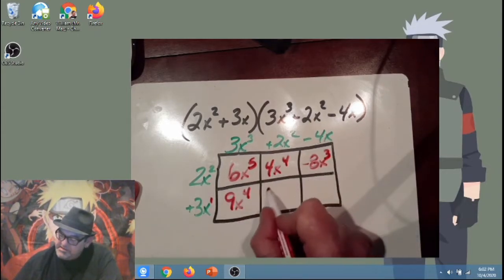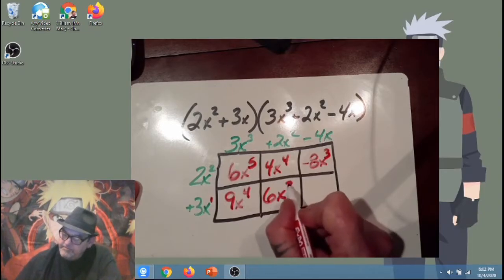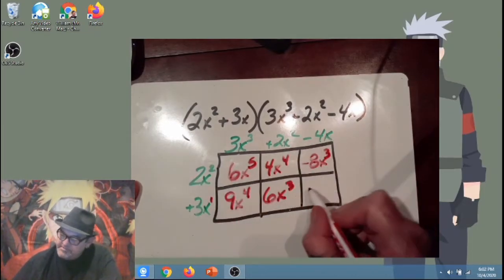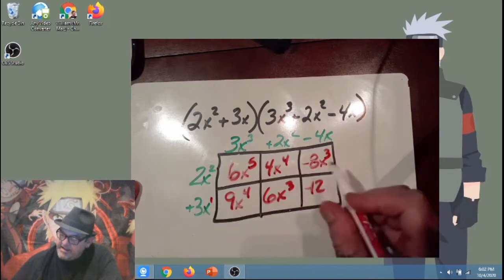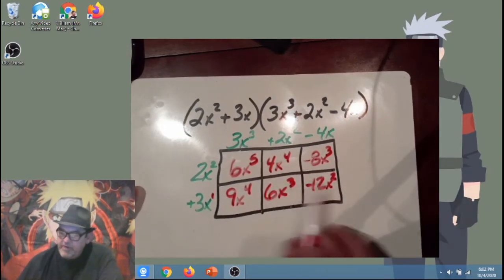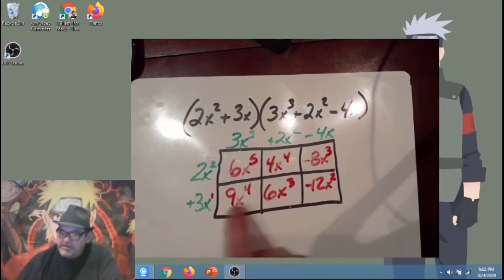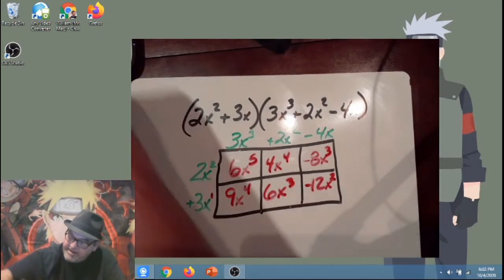2 times 3 is 6. x to the 1 times x to the 2 is x to the third. And then negative 4 times 3 is negative 12, and x times x is x squared. Oh, but Mr. Mac, there's no regular numbers there. That's fine, it doesn't have to. So here's our answer. Let's go ahead and write it out.